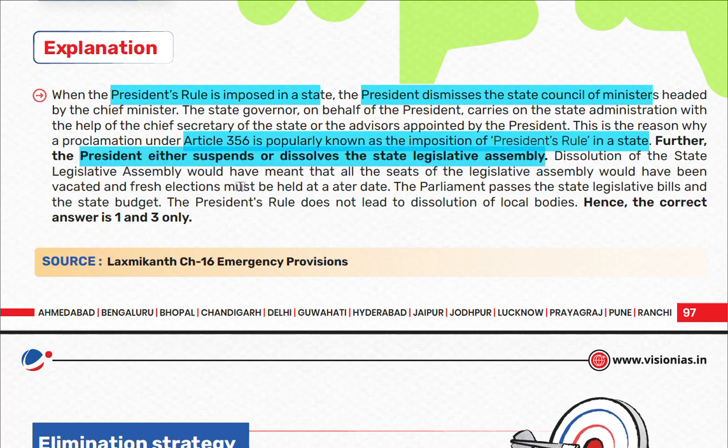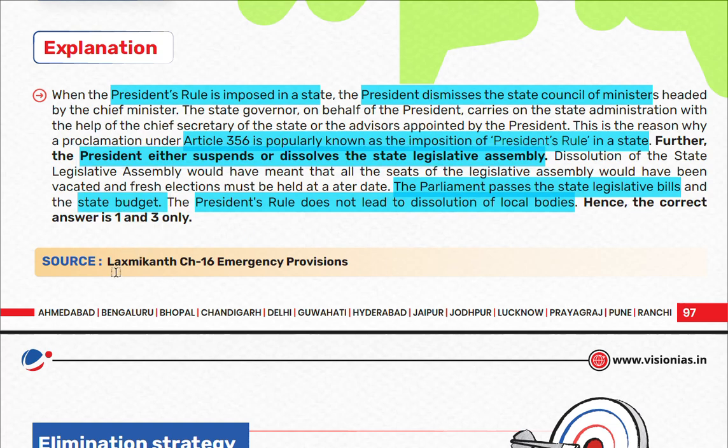Dissolution of the state legislative assembly would mean that all the seats of the legislative assembly would have been vacated and fresh elections must be held at a later date. The Parliament passes the state legislative bills and the state budget. Okay, so this is important. The President's rule does not lead to dissolution of local bodies, as I have told you that it has nothing to do with the dissolution of the local bodies. Okay, so 1 and 3 are correct.